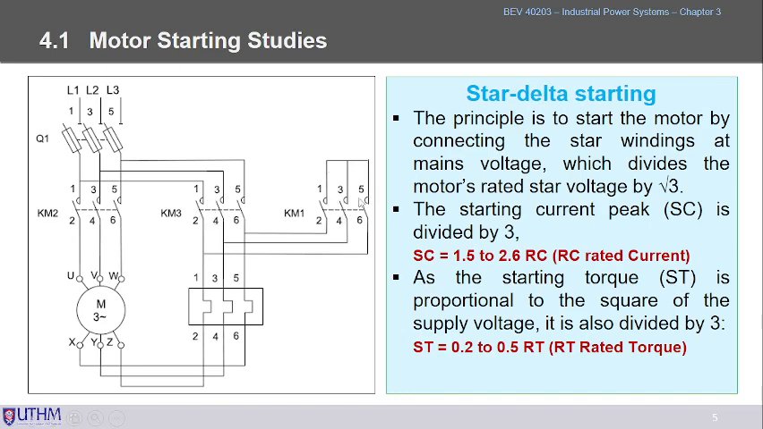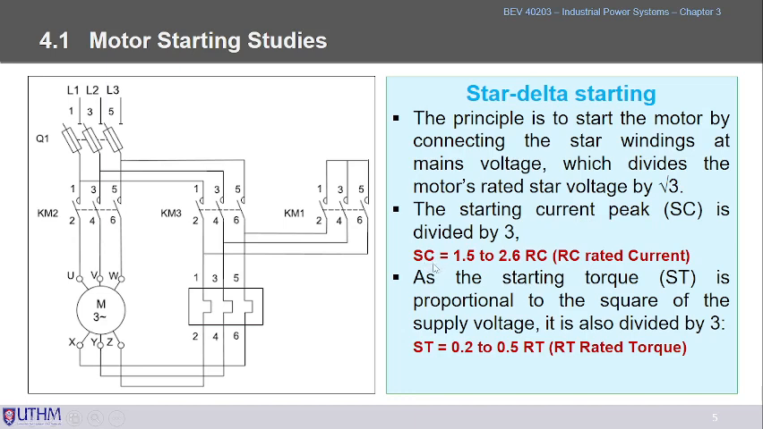So why do we start from the star instead of the delta? Because in the star connection, we know that the voltage is divided by √3. So once the voltage is lower, we reduce the current peak during the starting, right?